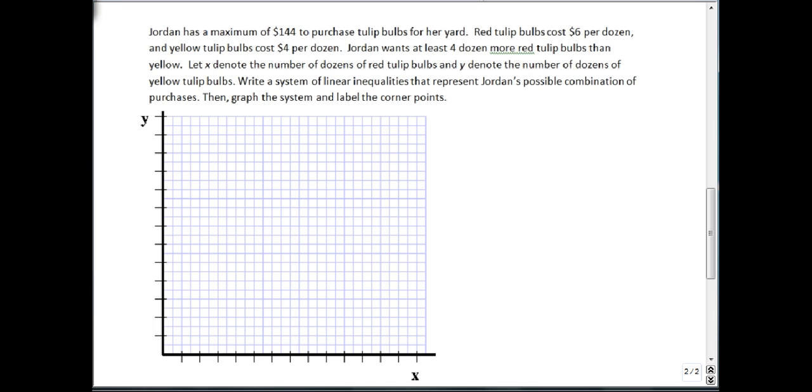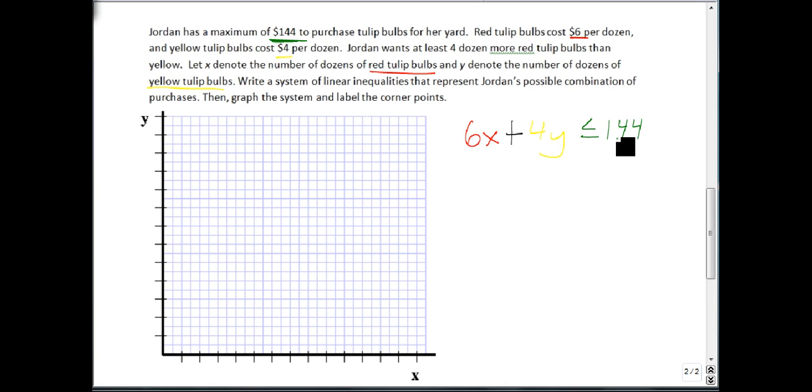So we're going to start by looking at our red tulip bulbs and our yellow tulip bulbs. Here's our red, and here's our yellow. We know that we have $144, and that's going to cost us $6 for the reds and $4 for the yellow. So that gives us the inequality 6x plus 4y needs to be less than or equal to 144. So $6 times how many reds we buy plus $4 times how many yellows we buy has to be less than or equal to 144.